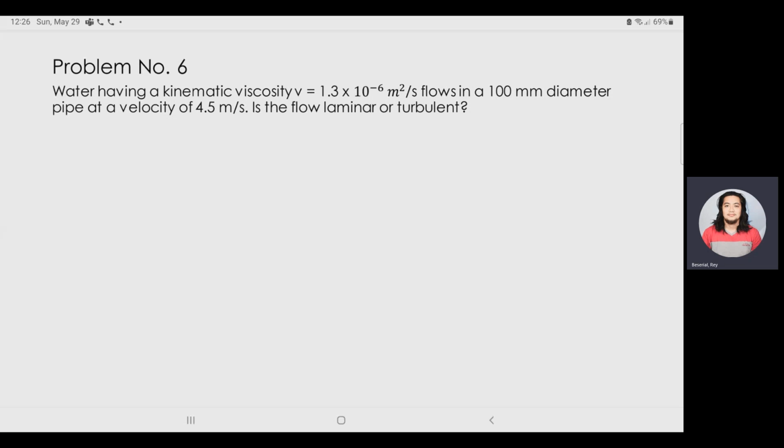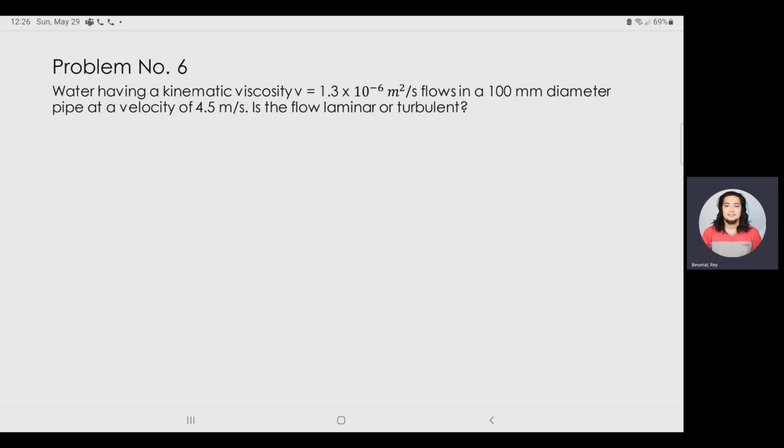We have water having a kinematic viscosity of 1.3 times 10 to the power of -6 flows in a 100 mm diameter pipe at a velocity of 4.5 meters per second. Is the flow laminar or turbulent?